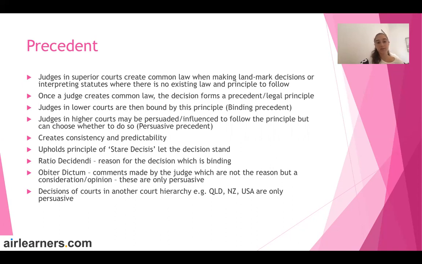There are two different types of precedents. The first type is the ratio decidendi, which is the legal reasoning for the judge's decision, which is binding on all lower courts. However, the obiter dictum is comments made by the judge, which are not the specific reasons, but a consideration that the judge took into account, and they are only persuasive, so judges can choose whether to follow them or not. Decisions of courts in another hierarchy, such as interstate or international, are only persuasive.